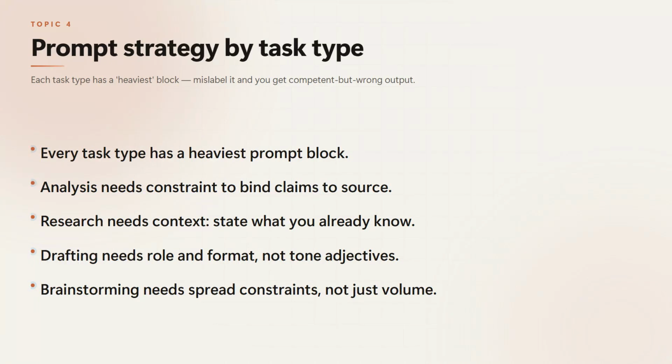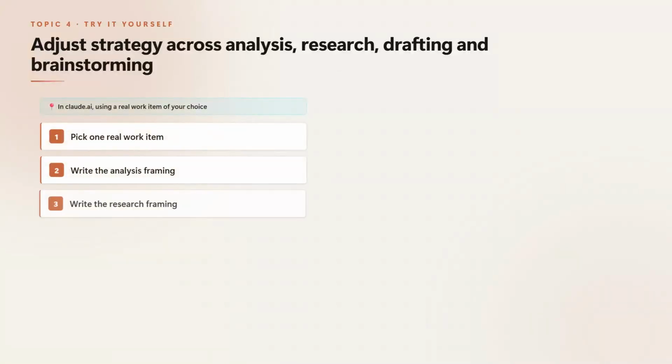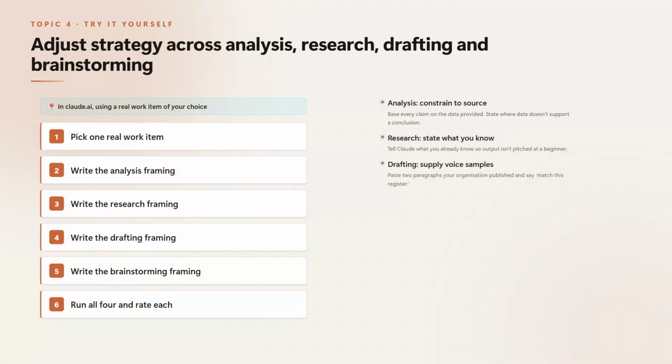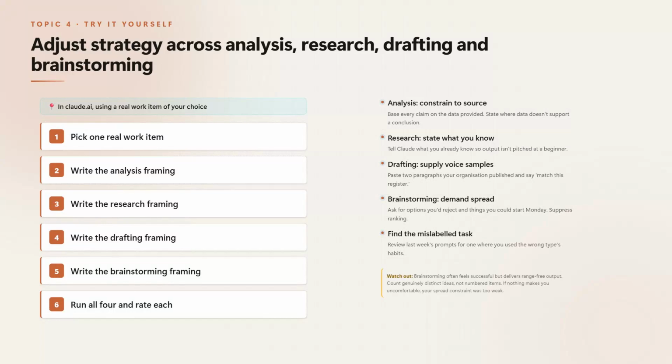You're about to practice this by writing 4 prompts for one real task, before running any of them. Here is the sequence to run yourself. Analysis, constrain to source. Research, state what you know. Drafting, supply voice samples. Brainstorming, demand spread. Find the mislabeled task. Brainstorming often feels successful but delivers range-free output. Count genuinely distinct ideas, not numbered items. If nothing makes you uncomfortable, your spread constraint was too weak.